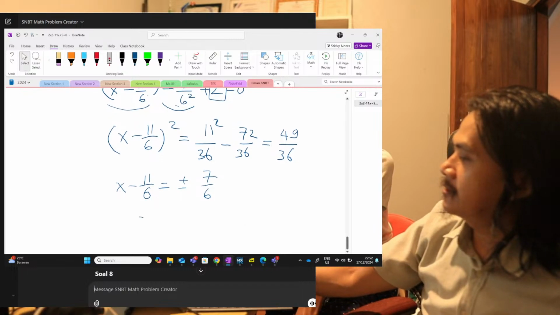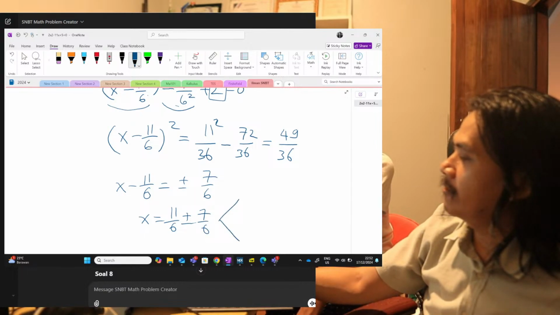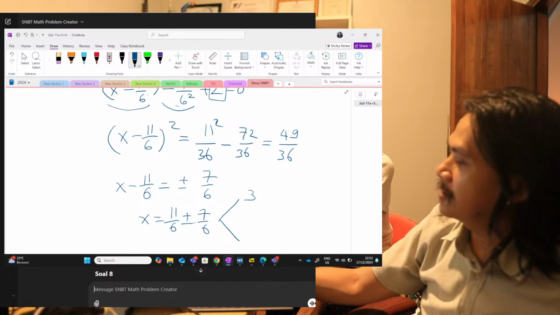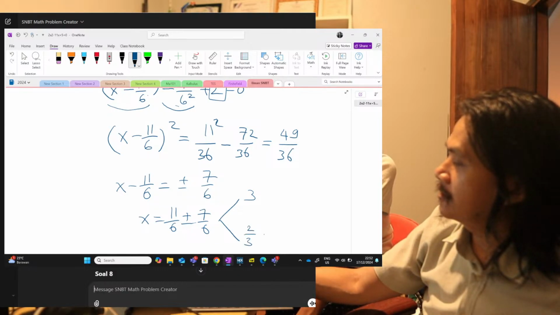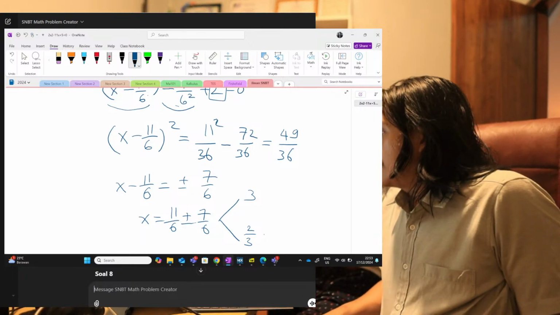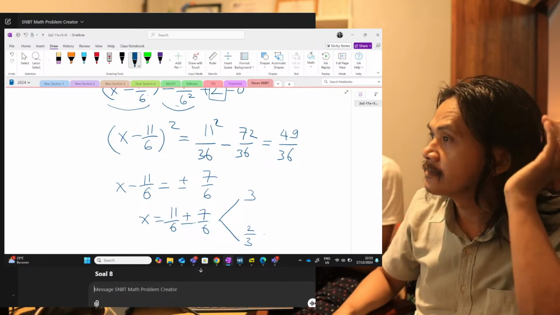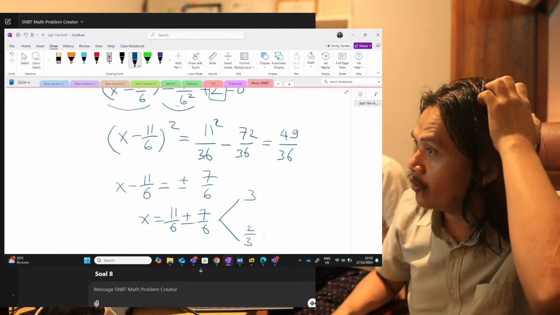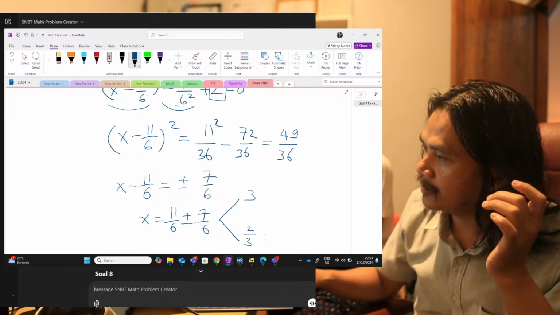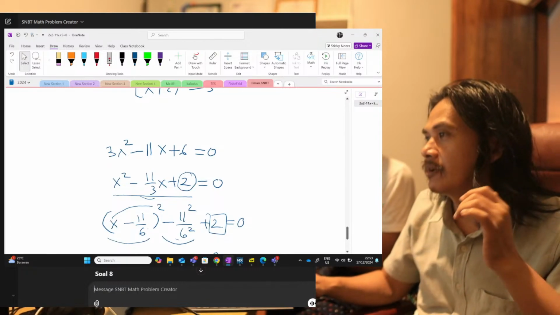So then x is, we have two answers: when it is plus, 18 over 6, which is 3. And when it is minus, it is 4 over 6, which is 2/3. I think I did that one earlier. I don't know where it is though. Somewhere out there. Oh, okay. Just like that. This is not a multiple of 2, the coefficient. It's ugly. Very ugly.